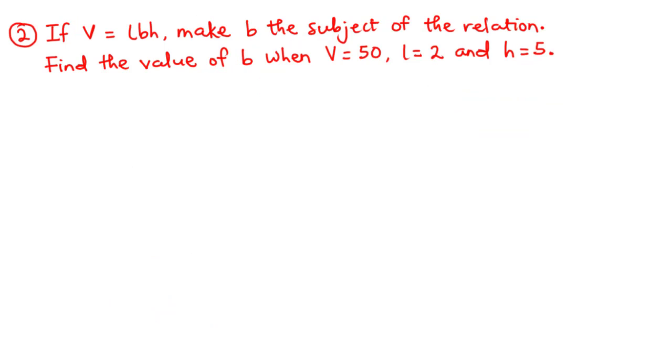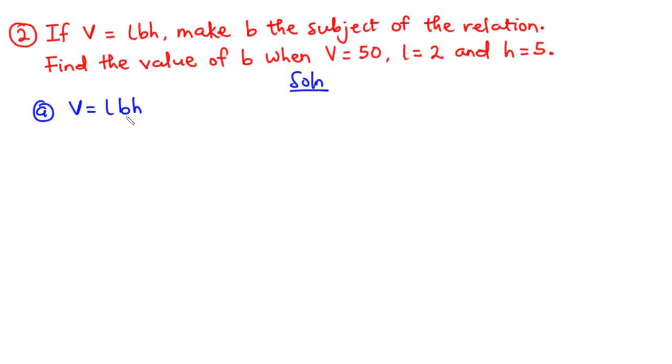In the second example, we have the question: if v is equal to l times b times h, make b the subject of the relation, and then find the value of b when v is equal to 50, l is equal to 2, and h is equal to 5. Let's solve this together as well. We are given the relation v equals l times b times h. On the right hand side, we have 3 variables connected by multiplication. So we have l multiplying b and then multiplying h.